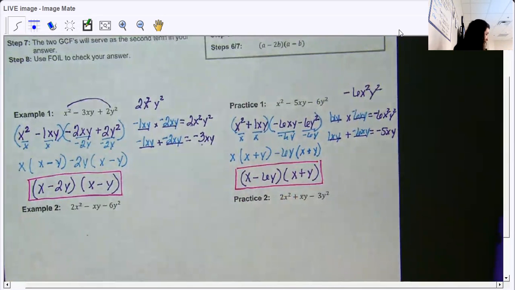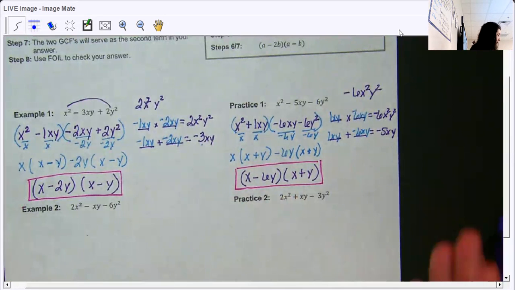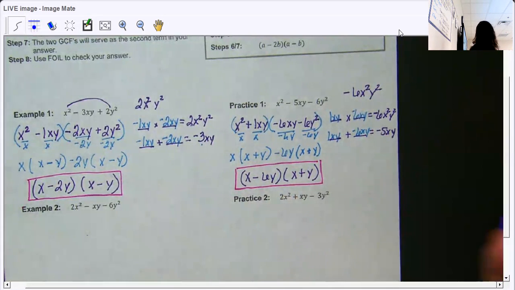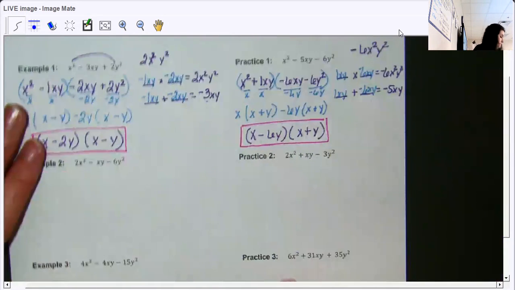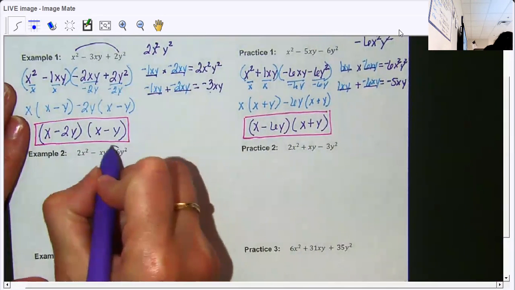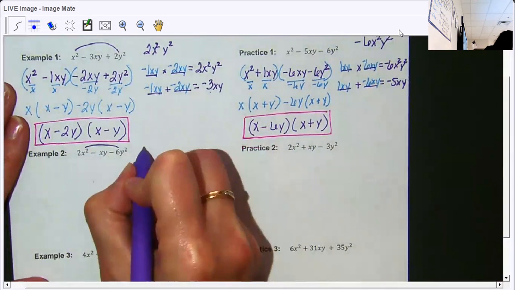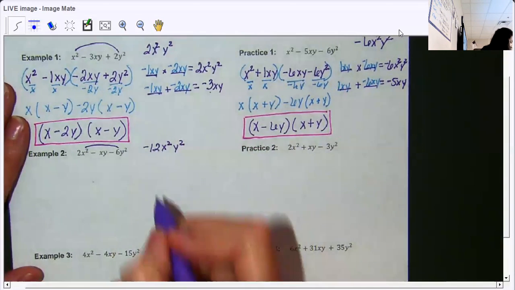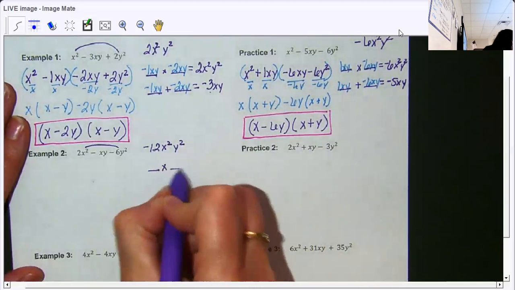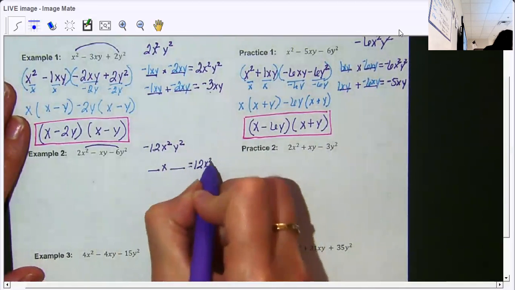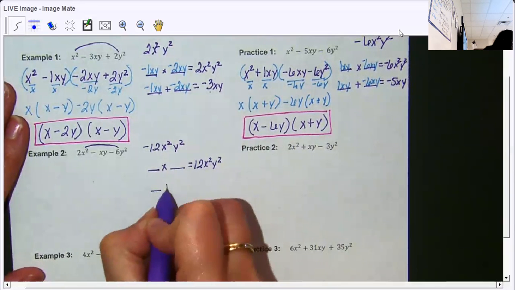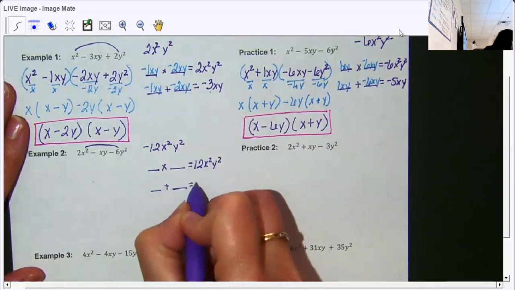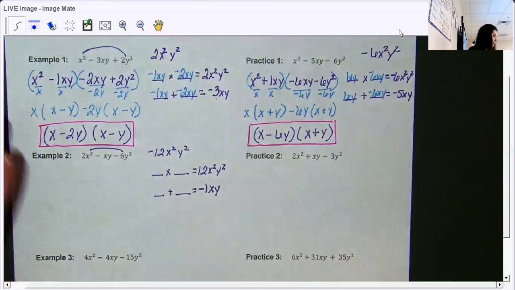Okay, let's move on to examples. Example 2 and practice 2. The only difference between the first two and these two is that now you have a coefficient greater than 1. All right, so the process is still the same. We're going to multiply the first and third term, and we get negative 12 x squared y squared. So you're going to find factors that multiply to get 12x squared y squared, and you're going to use those factors and add them up to get negative 1xy.